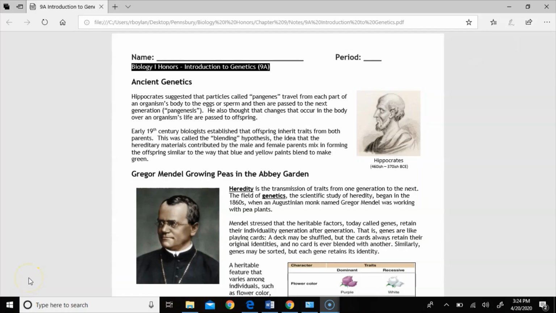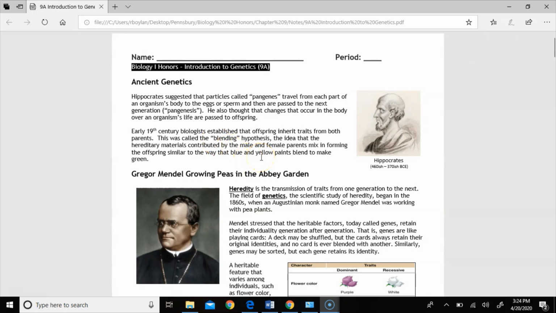Okay, so here we go. This is Introduction to Genetics, and I should have shared this document with you. Take a look in the classroom and make sure that you have this opened. Like I said, if you could print it, that would be great. And if you can't print it, that's okay. You could just solve the problems on a piece of paper.